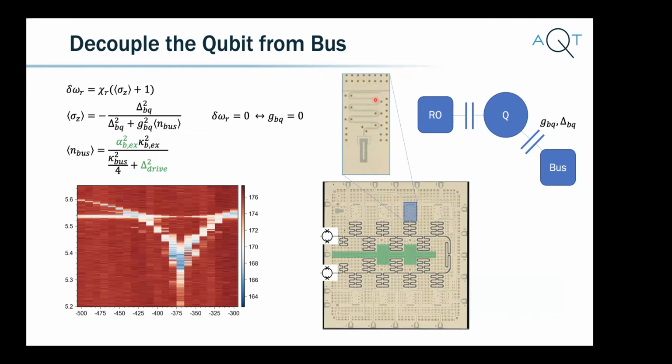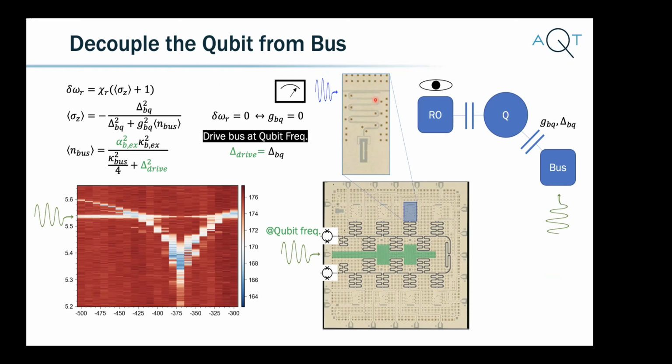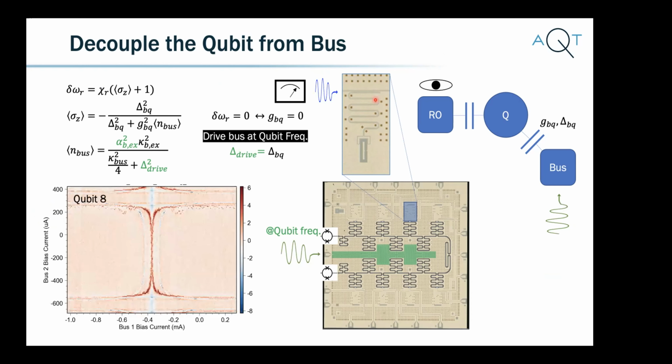This is a 2D optimization problem because you have two square loops, right? Basically, from all the points where the qubit is decoupled from the bus, what's the function of the two square loops, the current bias. You drive the bus at the qubit frequency and observe the qubit. Then you obtain this 2D plot where the red region indicates the qubit bus decoupling point.